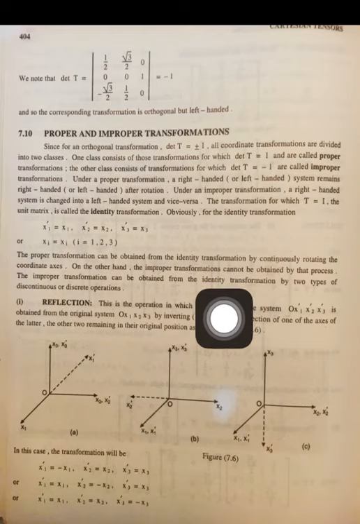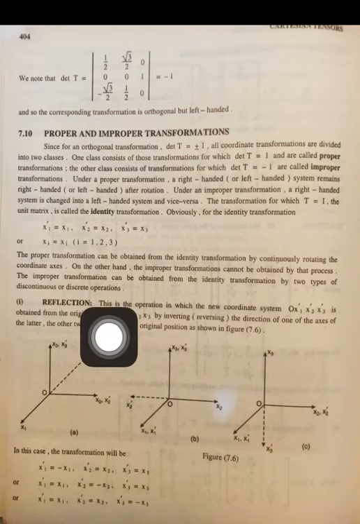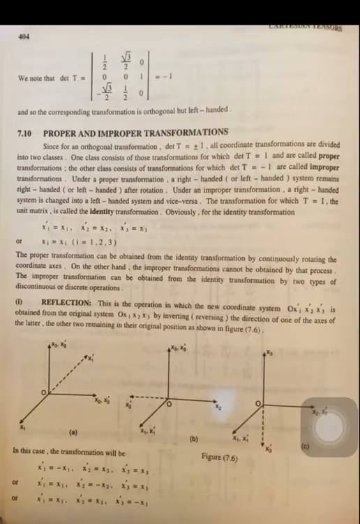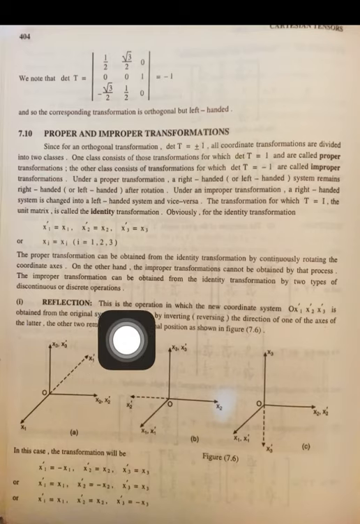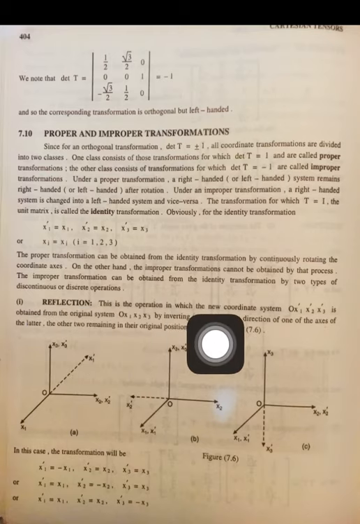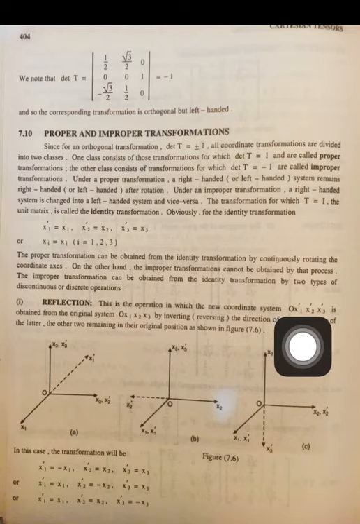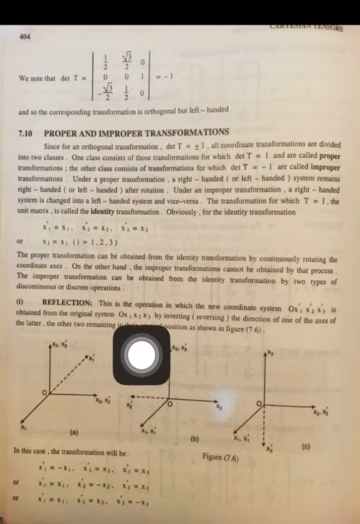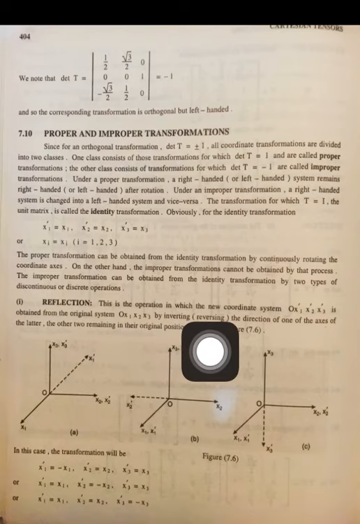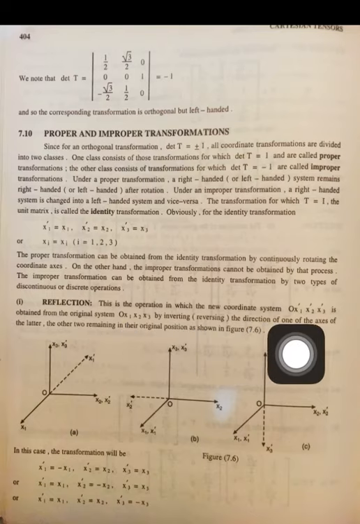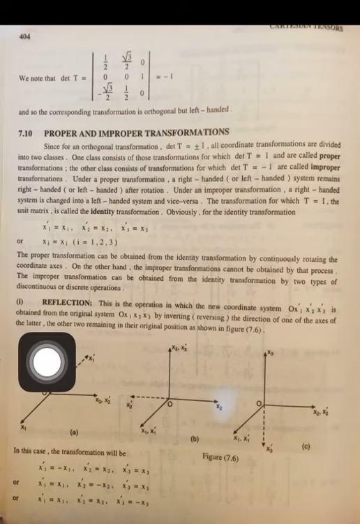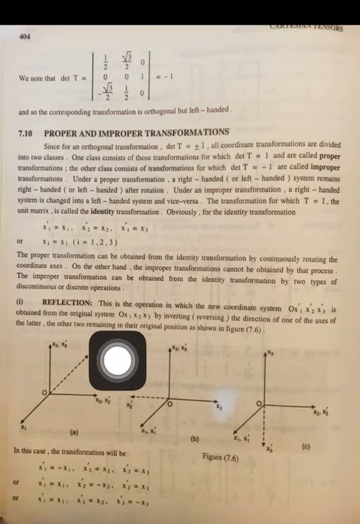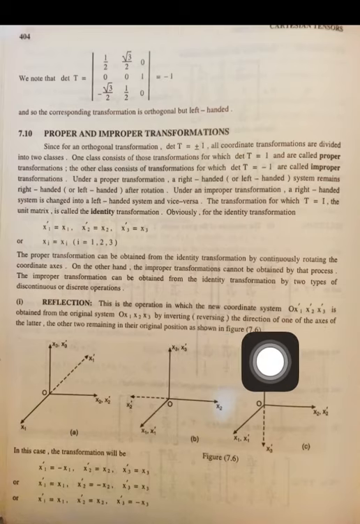These two operations for the improper transformation are the reflection and the inversion. So here we have reflection. This is an operation in which the new coordinate system O x1 dash, x2 dash and x3 dash is obtained from the original system by inverting or reversing the direction of one of the axes of the latter, with the other two remaining in their original position, as shown in the figure.